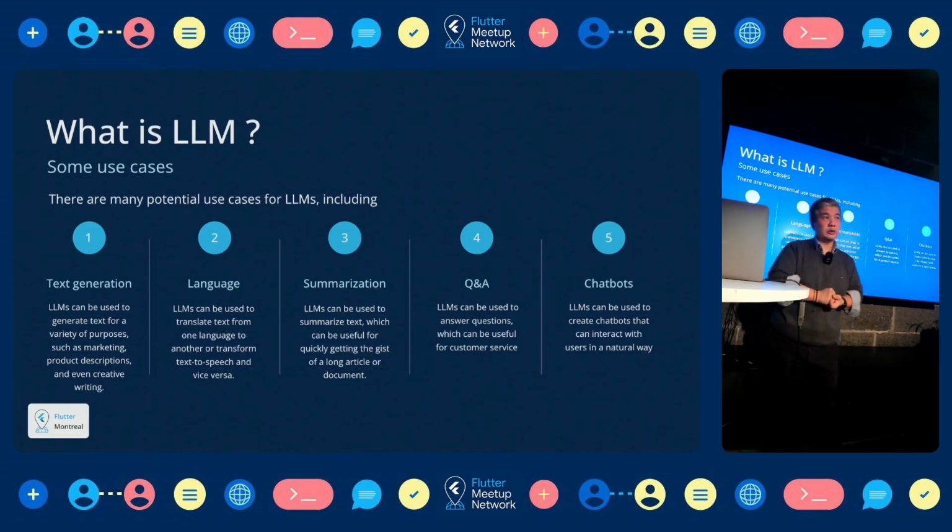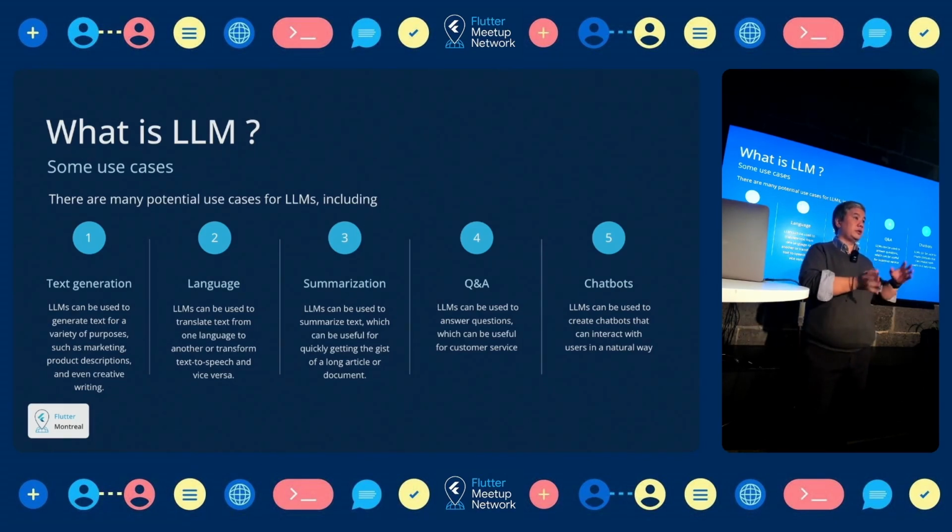The second one is language. You can use it to translate a text from one language to another, from English to French, for example. You can also do speech to text or text to speech, because as it understands what you're saying, it is able to translate it into another language, from a textual point of view or from a speech point of view. The third one is summarization.